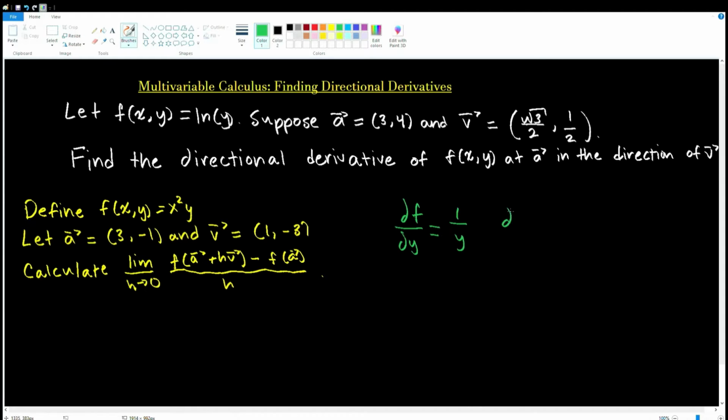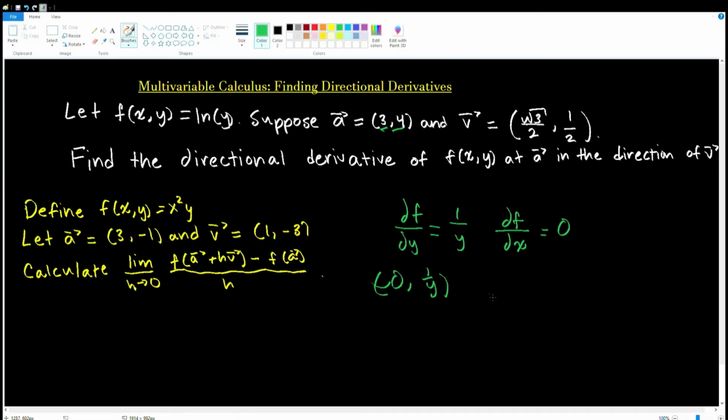And now we need to find the partial of f with respect to x. There's no x's here, so this is all a constant and the derivative of a constant is 0. So since we're finding the gradient, we would get (0, 1 over y). And now we can just plug in these a values for the x and y values.